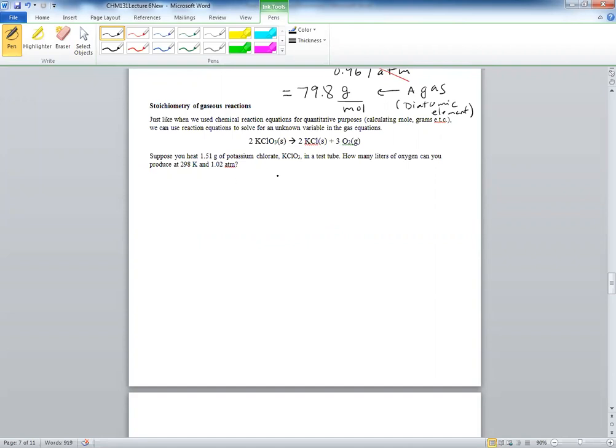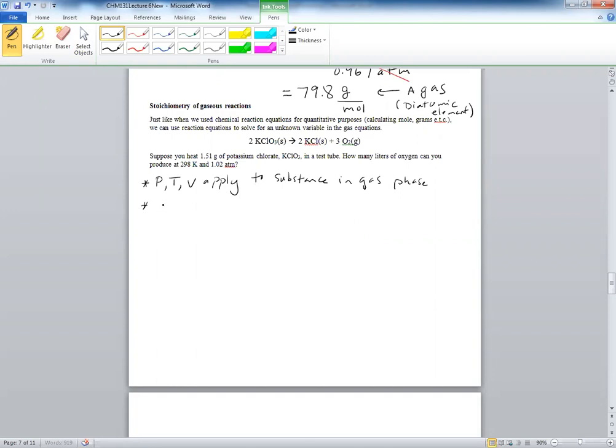you're only referring to the gas, right? You're only looking at the gas part of the equation, okay? So pressure, temperature, volume apply to a substance in gas phase. That's number one. And number two is these kinds of problems always go this way.